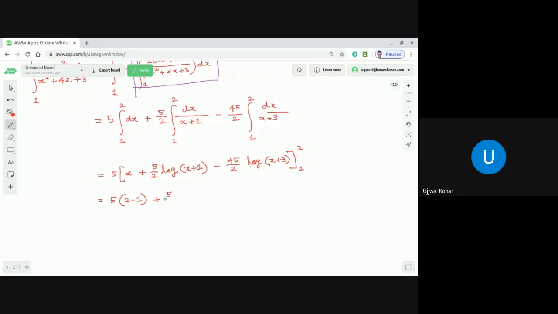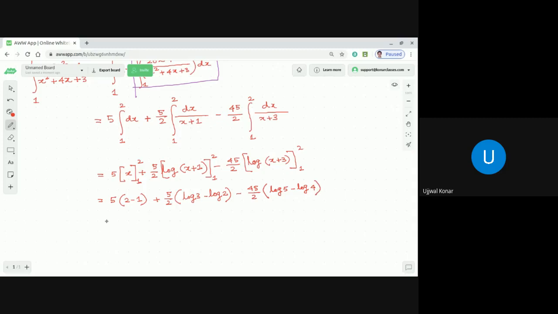Plus, individually I am applying 5 by 2 log of 3 minus log 2. All of you agree with me? Or I can do it in this way. 5 of, it is 1 to 2. 5 by 2, 1 to 2. Correct? 45 by 2, 1 to 2. Correct? Now it is fine? Minus 45 by 2 log 5 minus log 4. Correct? Log 5 minus log 4.